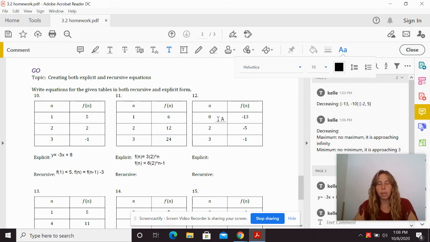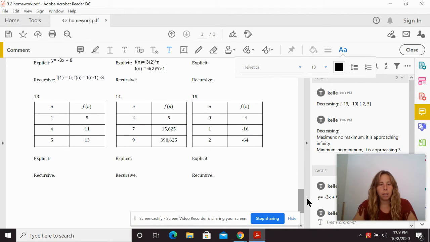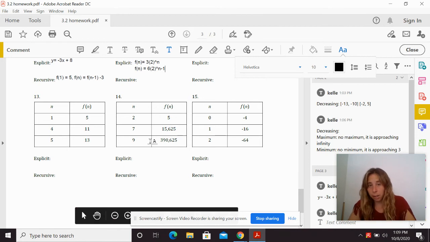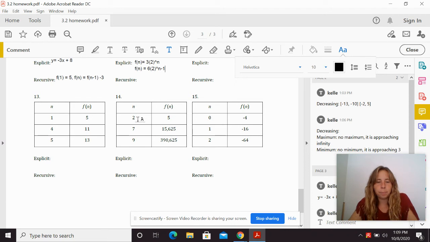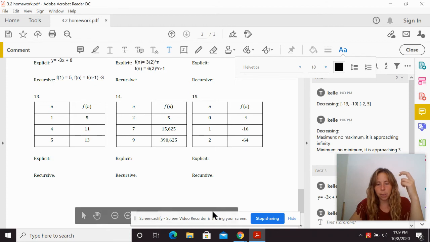Careful, they start being obnoxious and their n's no longer are going up by 1. So you have to look out for your n. Like number 14 is exceedingly annoying. So let's do number 14. They give you, when n equals 2, f of n is 5, and then they don't give you 3, 4, 5, or 6. They just jump to 7. So we have to fill in the missing terms. Remember, this was the first chapter where you had to fill in a table of geometric terms.